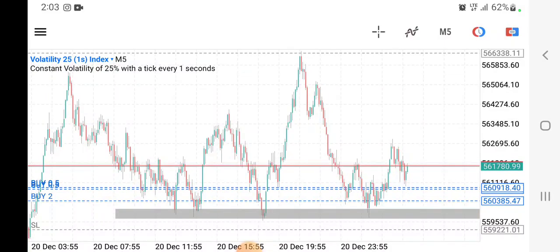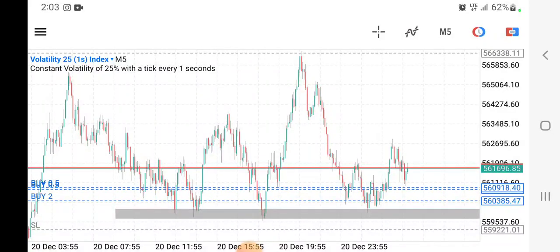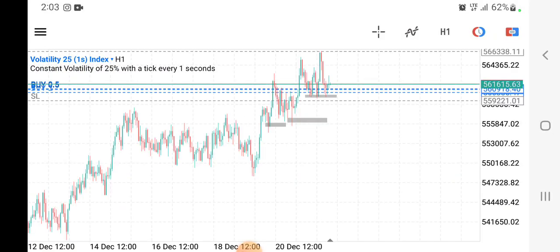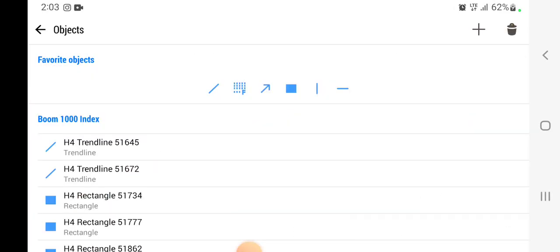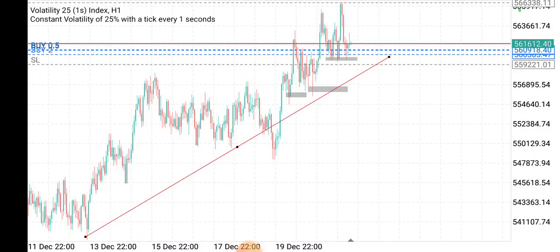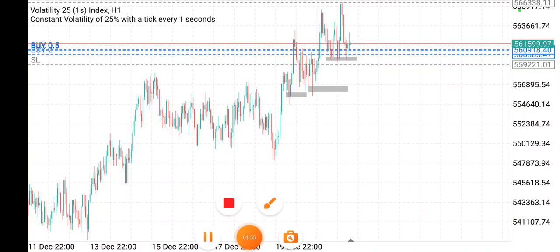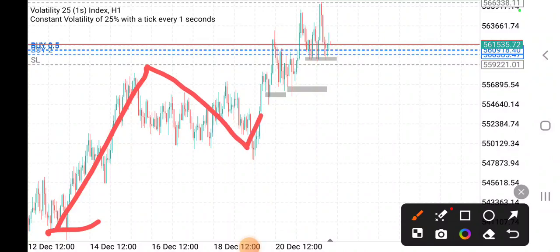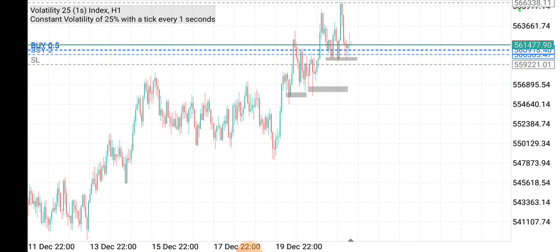But let's go to the 1 hour time frame. This is the 5 minutes time frame, volatility 25s. So this is the 1 hour time frame. So what can we see on the 1 hour time frame? What we can see is that the market is actually very bullish. That means the market is forming higher highs and higher lows. Higher low, higher high, higher low, higher high. So that means the market is actually bullish. Done. So what do we do next?